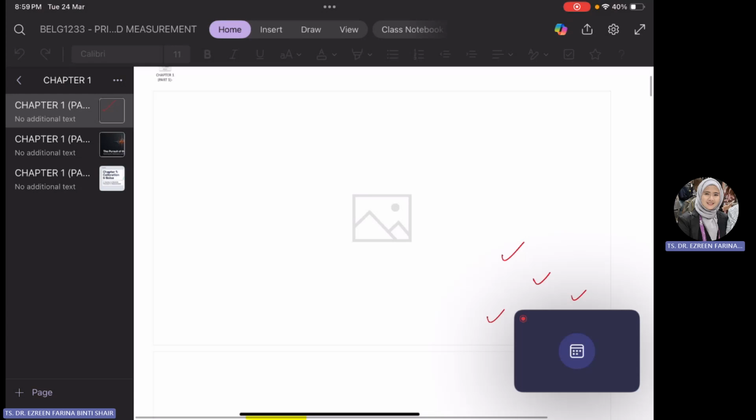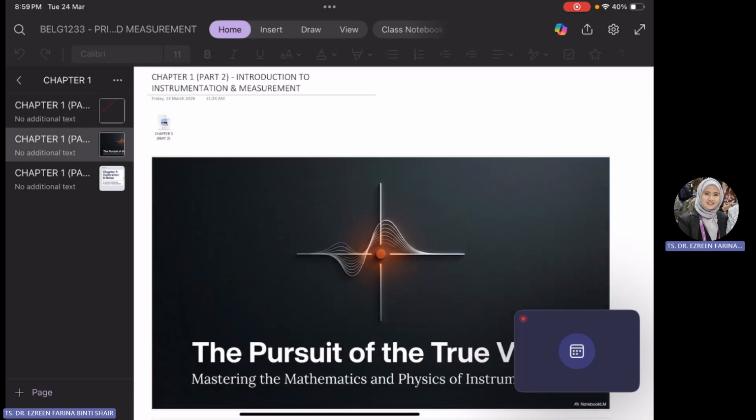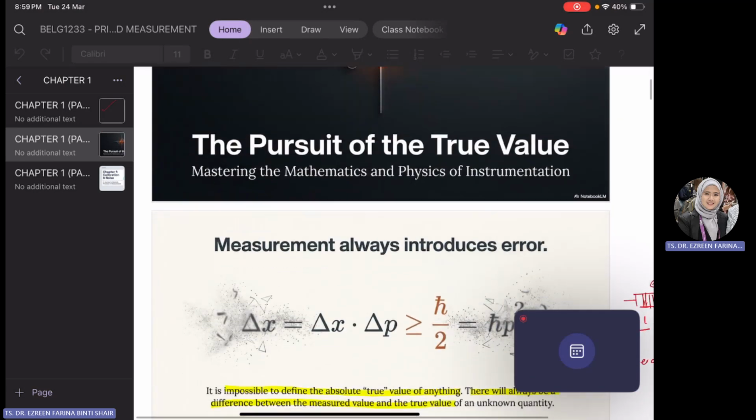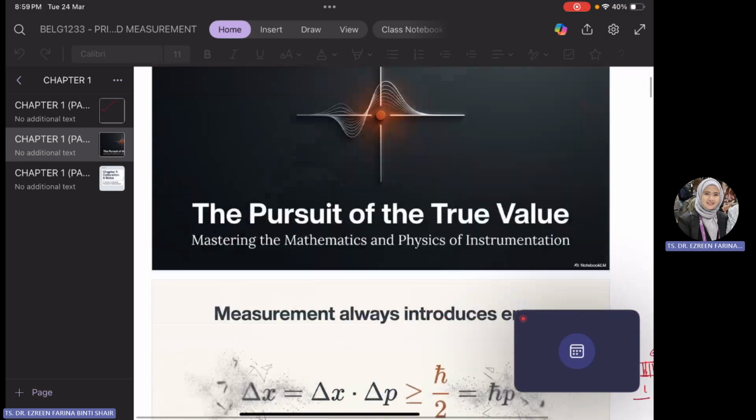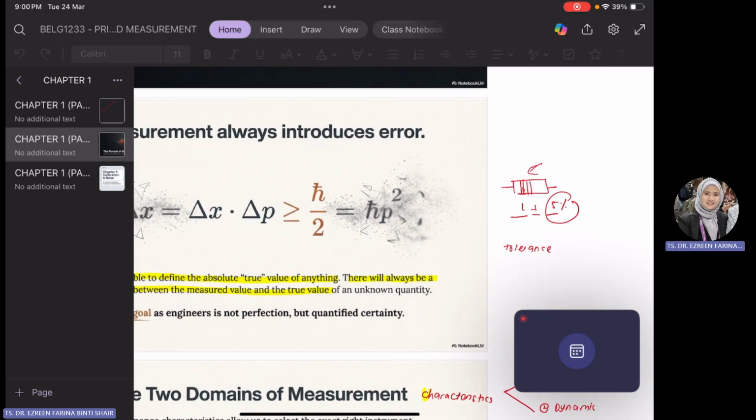Basically, today we will continue with chapter 1, part 2. In last week's lecture, we already started with chapter 1, part 2, on errors in measurement. Just a repetition of what you have learned last week: in any measurement, there will be error. So we cannot get the exact correct value when we do measurement. That's why, when we do measurement, usually there will be error tolerance.